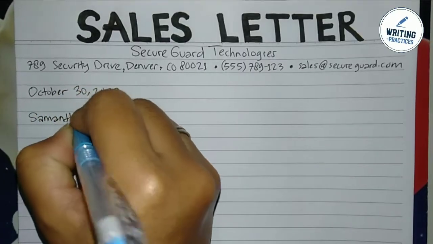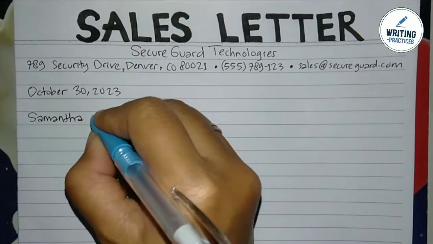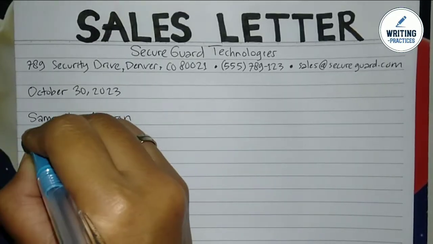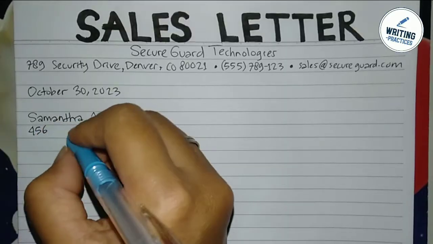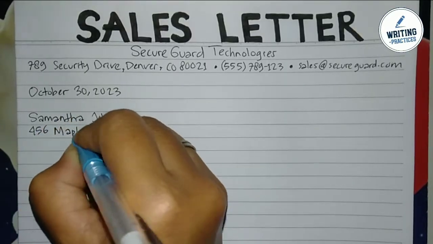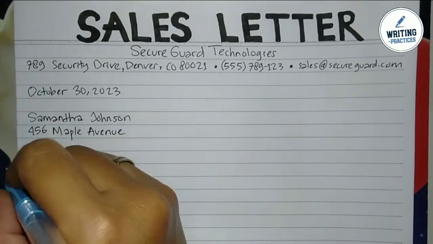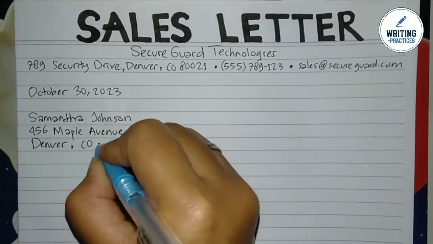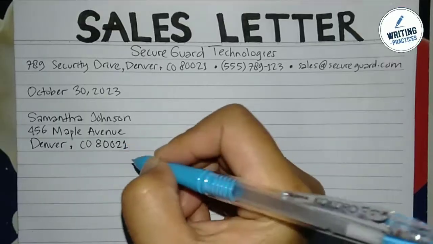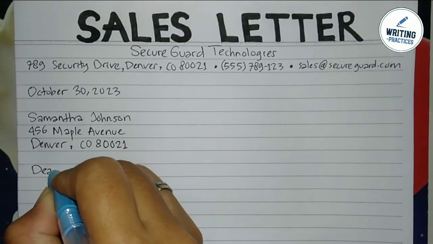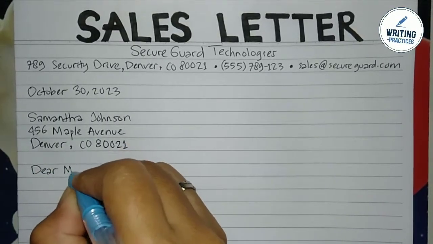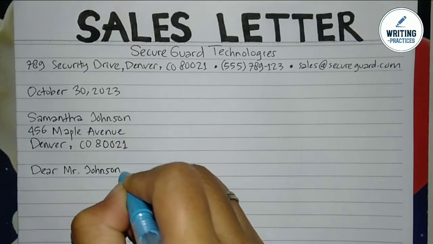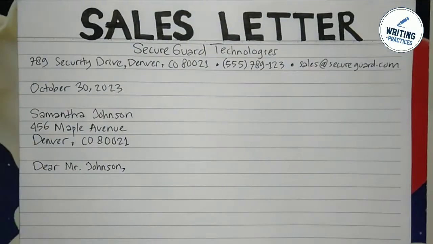And then, write the information about the recipient. You need to write the full name. Under it, write the home address of the recipient. You need to include the home number, street name, city, state, and zip code. After that, you need to write a salutation. Simply, write Dear Mr. or Mrs. or Ms., followed by the last name of the recipient.